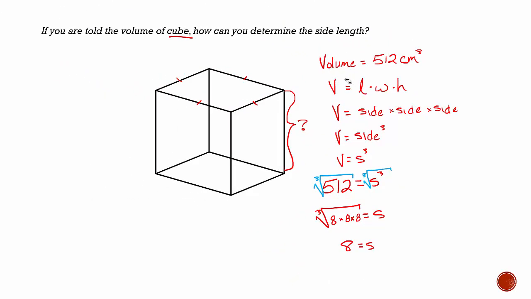So if I were given the volume of a cube, using what I know about equations and cube roots, I could find the length of one side. So the length of one side of this cube is 8 centimeters.